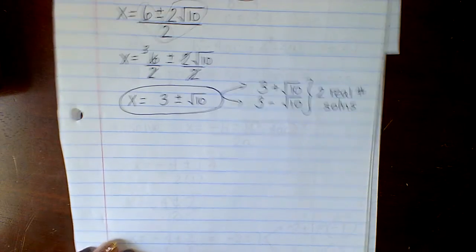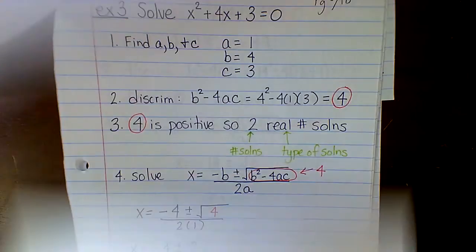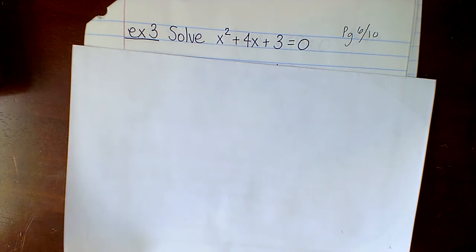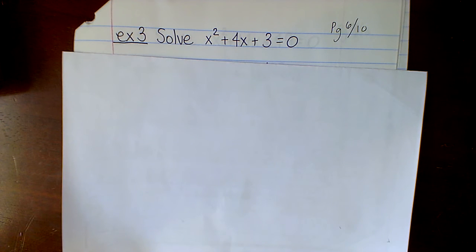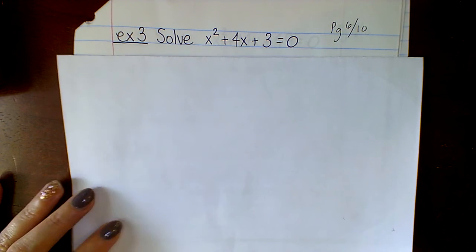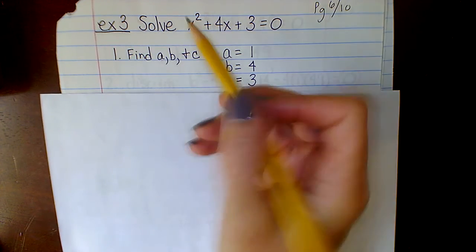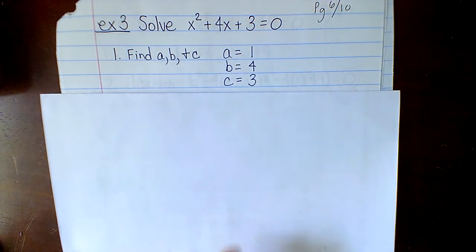All right, I'm going to start on a clean page for the next one. I'm going to go through the exact same steps again. You should pause the video at this point. Label A, B, and C, find the discriminant, tell me what kind of solutions there's going to be. So there's A, B, and C: 1, 4, and 3.